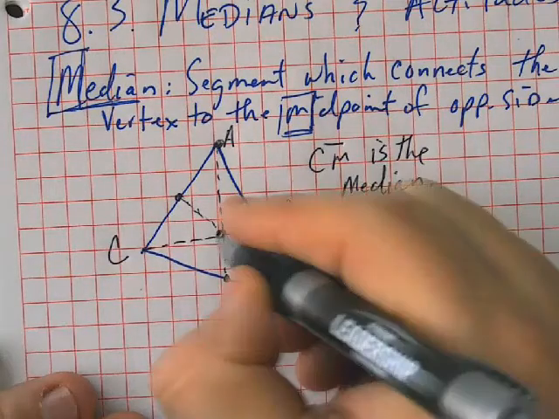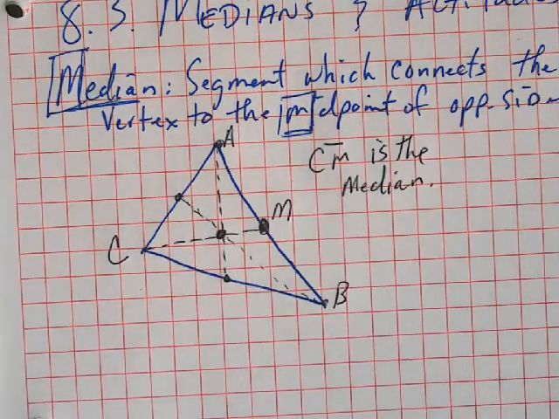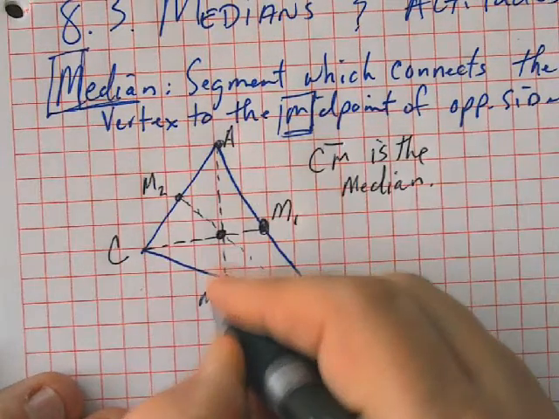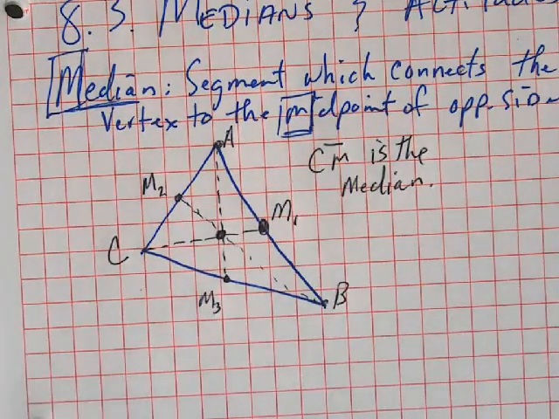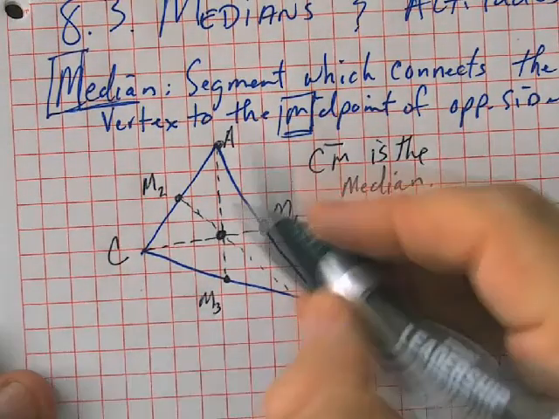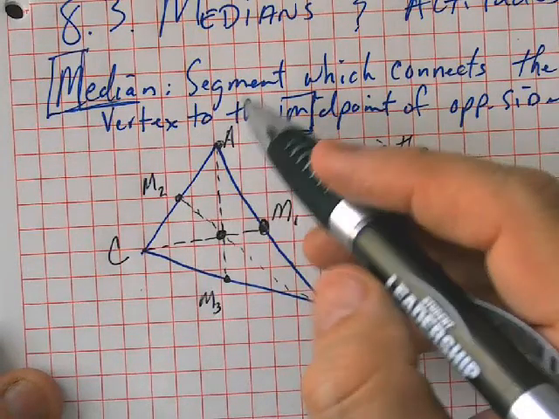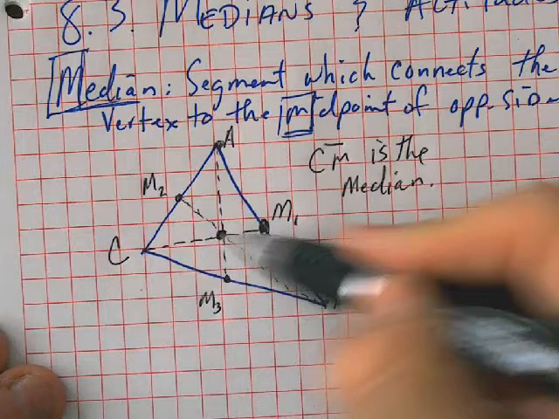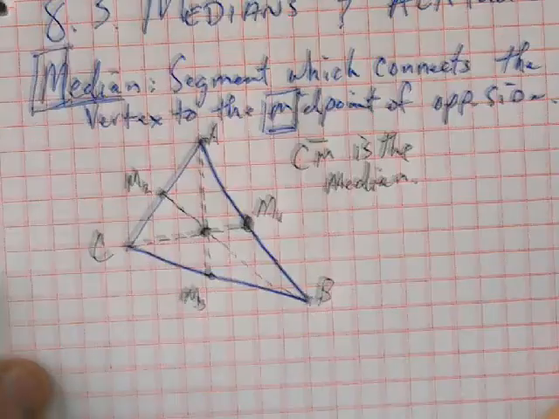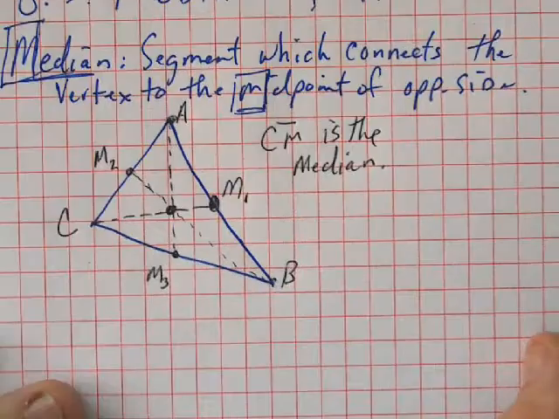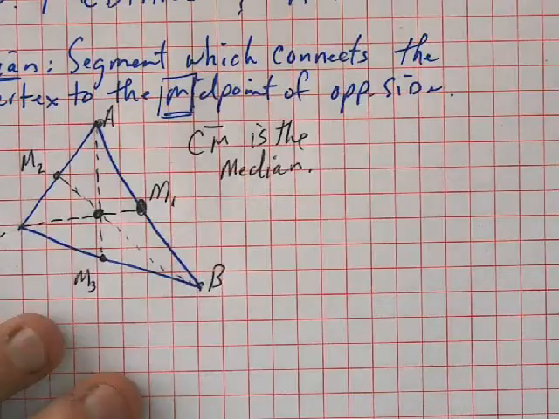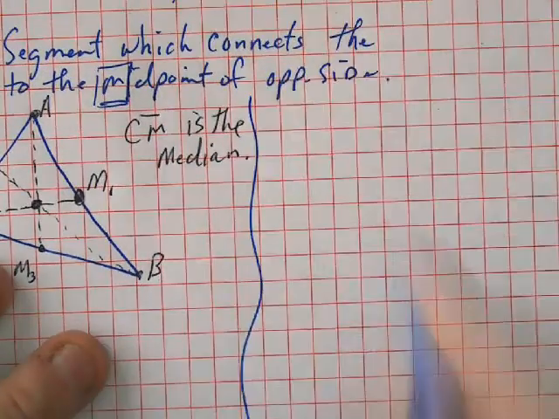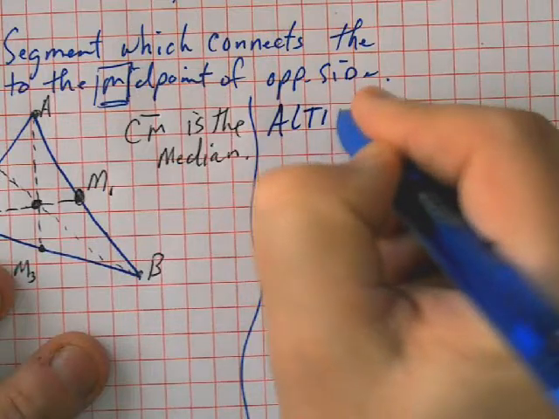Okay, so medians also intersect. If we call this M1, we'll call this M2. This one M3, doesn't matter. Okay, now, that's a really interesting, you're going to hear about this tomorrow. There's a really interesting thing about where they intersect, okay, mathematically. Right? So that's a median. Now let's talk about altitude. Move the paper over a little bit. Altitude is a new term.